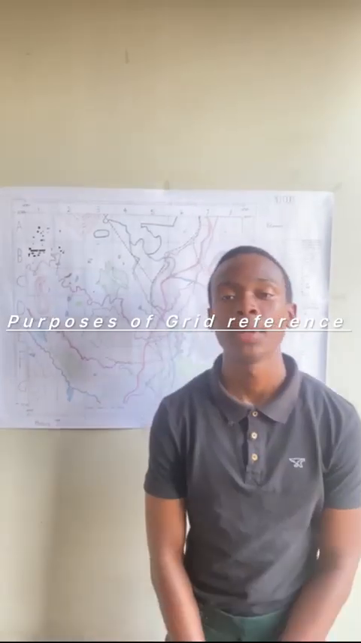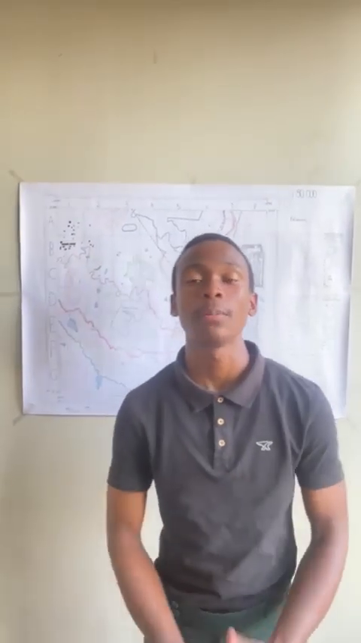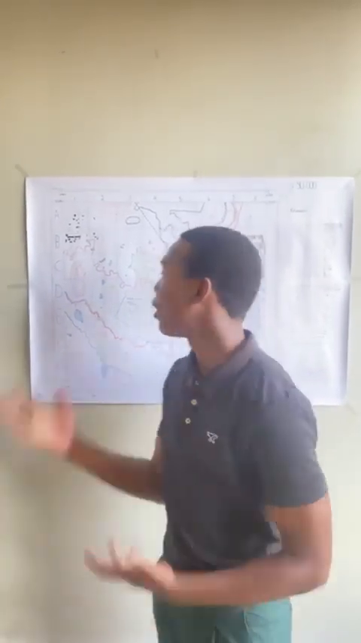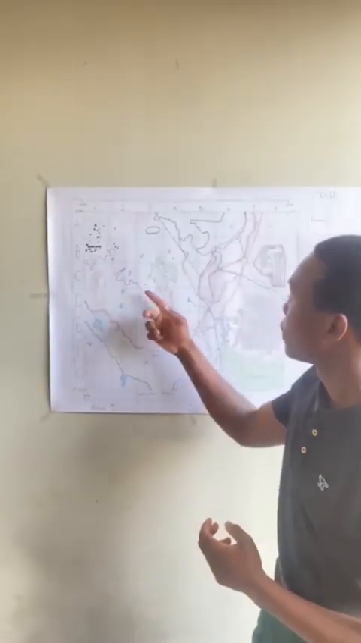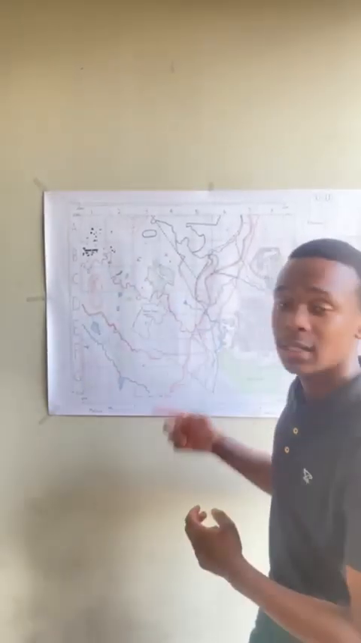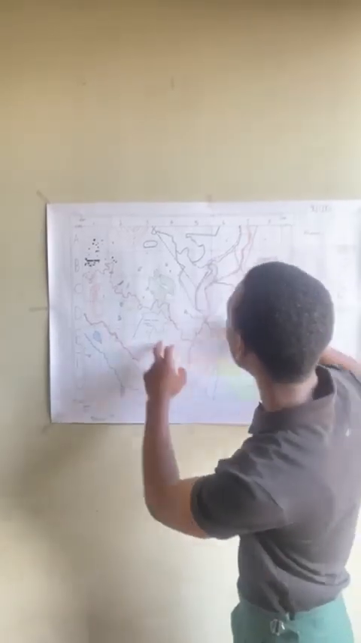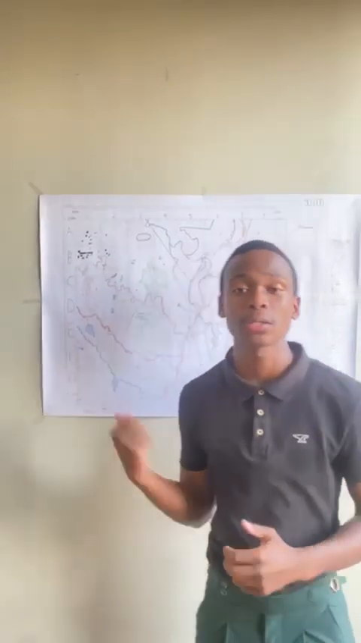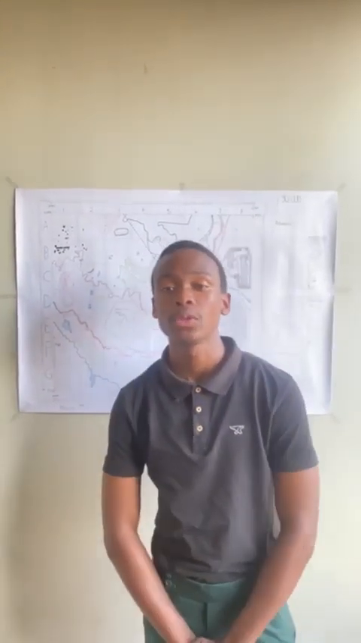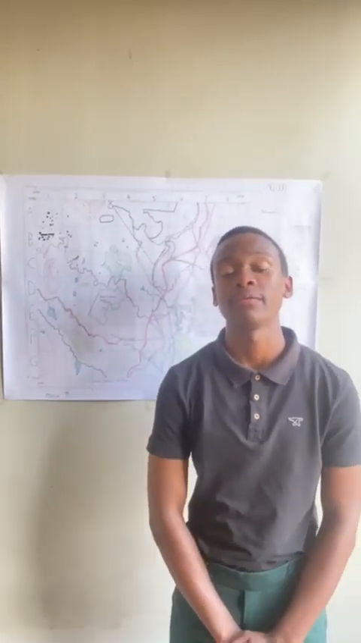Right. The basic purpose of a grid reference is to help us locate things on a map. They tell us where things are on a topographic map. We use imaginary lines, which are called grid lines. They divide the map into grid squares. These lines can help us locate things on a map using a 4 or a 6 figure reference.